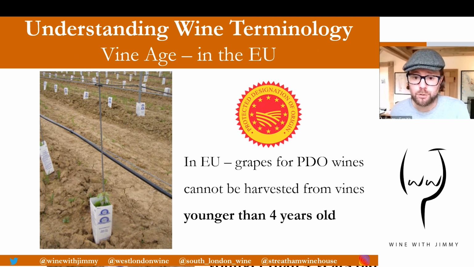So in the European Union, grapes for PDO wines, that's protected designation of origin, that's this yellow and red stamp here. Wines that are destined to be produced as a PDO, so these are classically DOC, DOCG, AOC, DO wines, etc. These wines cannot be made from fruit that is harvested from vines that are younger than 4 years old. That's what it says up on our slide. Those very young vines will not be allowed to produce wine until their fourth year.